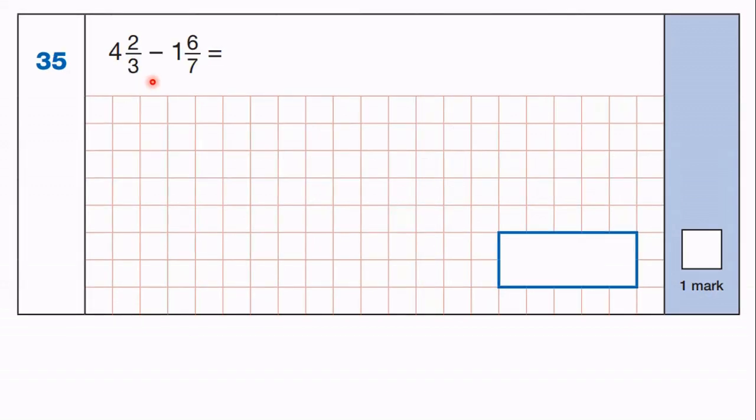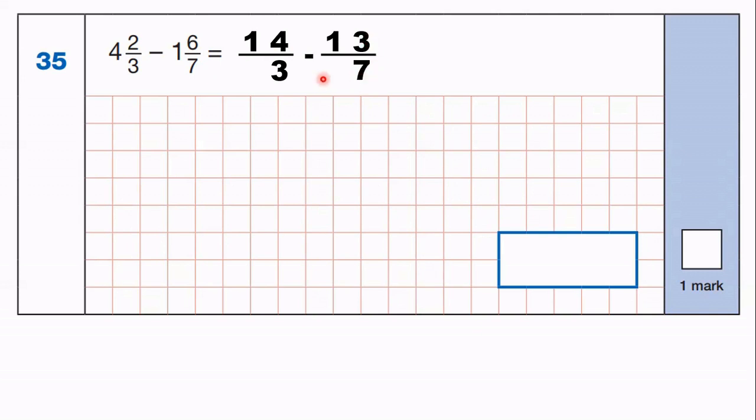Question 35. 4 2/3 minus 1 6/7. So 4 times 3 plus 2 is 14, so that's 14/3. And 1 times 7 plus 6 is 13, so that's 13/7.